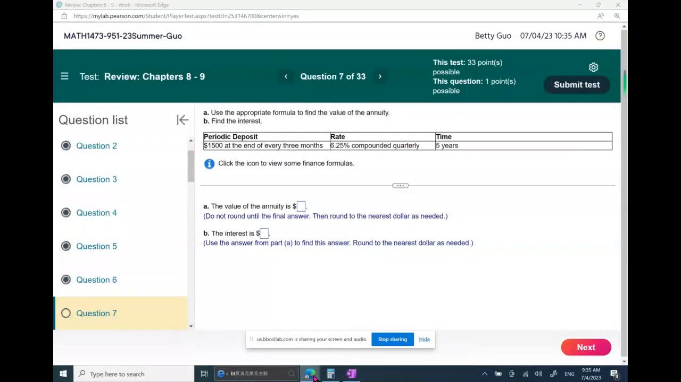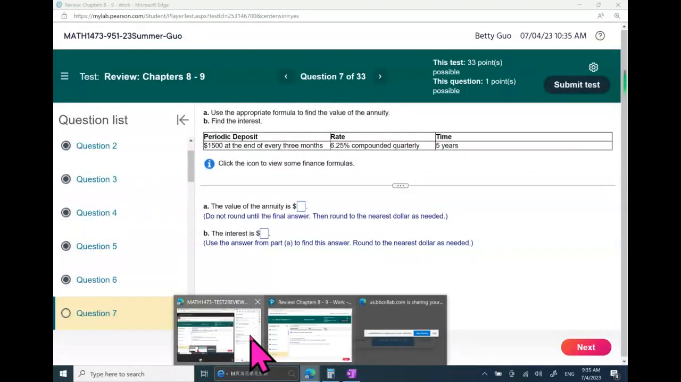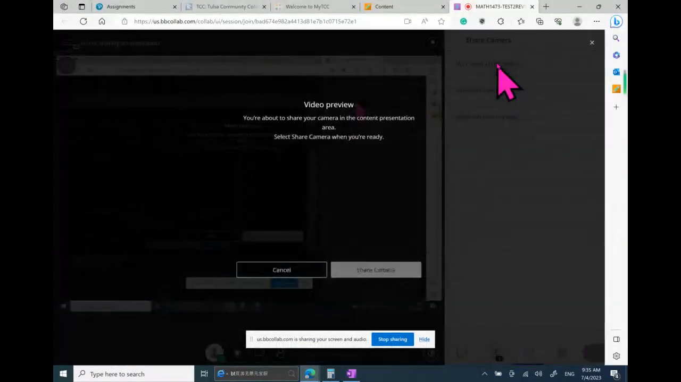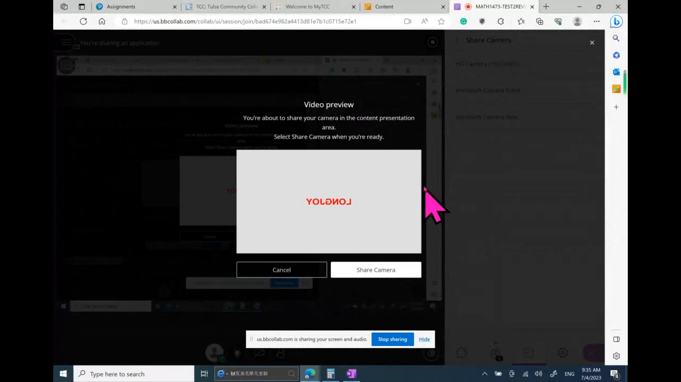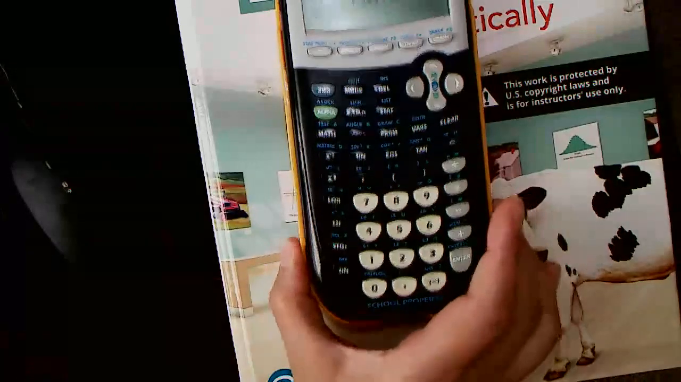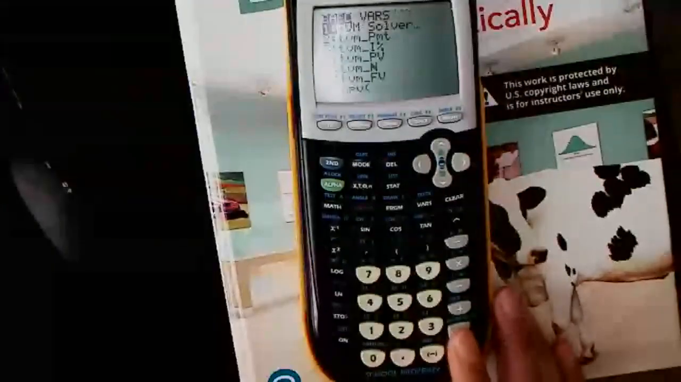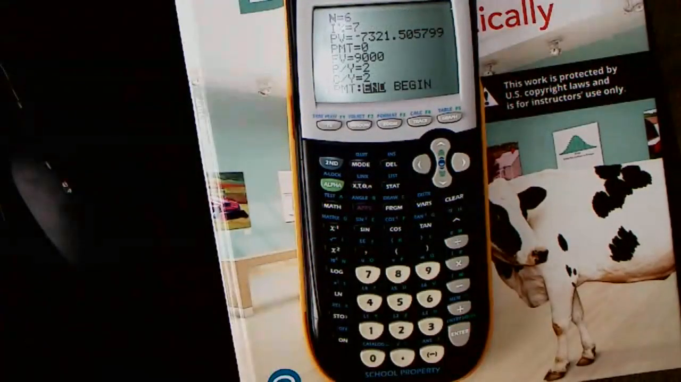Okay, you ready for my calculator? Share camera, HD camera, share camera. Okay, I'm still unmuted.